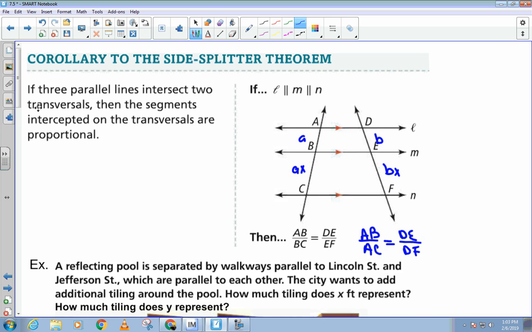And there's different varieties. You could use the smaller part to the whole thing. You could even go across, like some of you like to do, AB is to DE as BC is to EF. That would work also. So when you have those 3 parallel lines cut by 2 different transversals, it breaks those transversals into proportional parts. So if this is a ratio of 2 to 3, what's this one going to be? 2 to 3 if you reduce it, right?